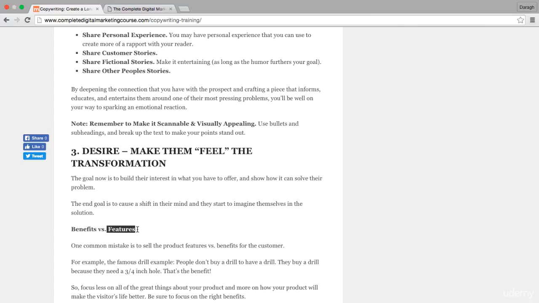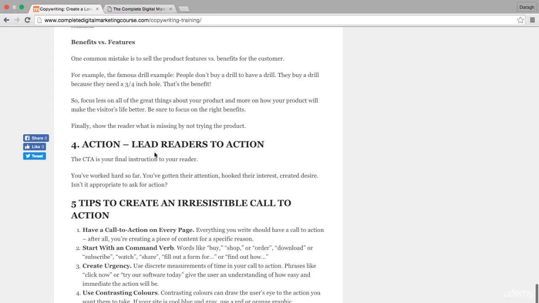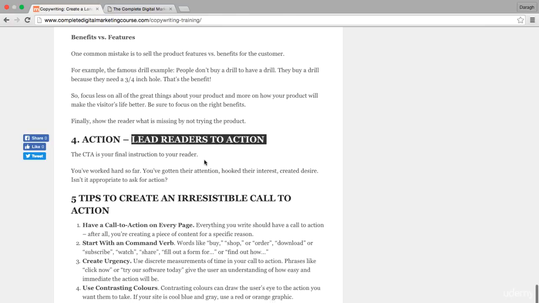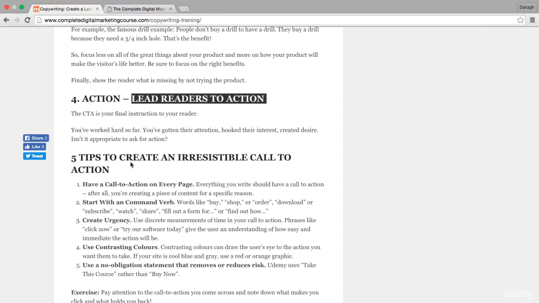After you have presented the solution and showed them how it's going to make them feel, the next step is to lead them towards action. And you can lead them towards that action with these calls to action. You should have a call to action for every page. Start them with a command verb and make it stand out. Use colors to make it pop off the page. You can also use these no obligation statements like take this course, start learning now, to reduce the risk of people getting started. So that wraps up interest, attention, and action.